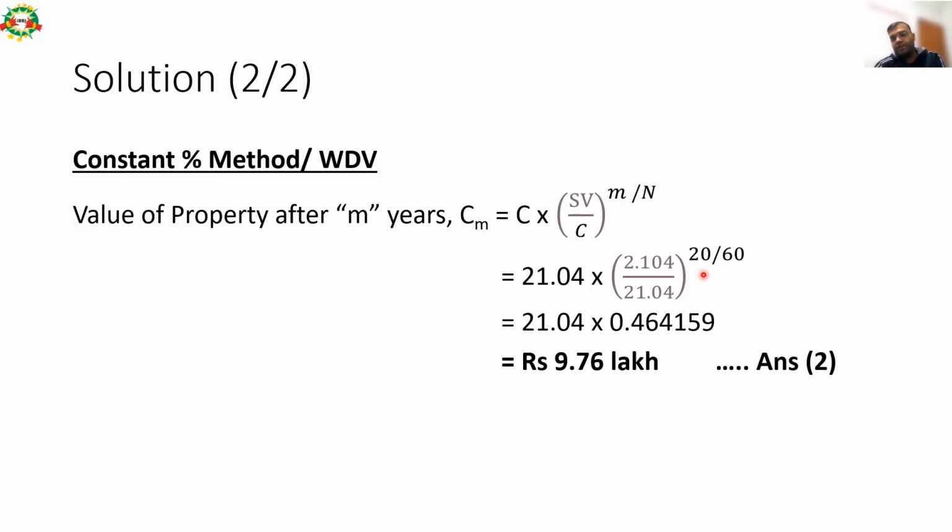So 20 years is given in the question, 60 years is given in the question, life of the building. By solving this numerical, we will get a value of 9.76. So as per WDV, the depreciated value or DRC value of the property is 9.76 lakh using the WDV method.